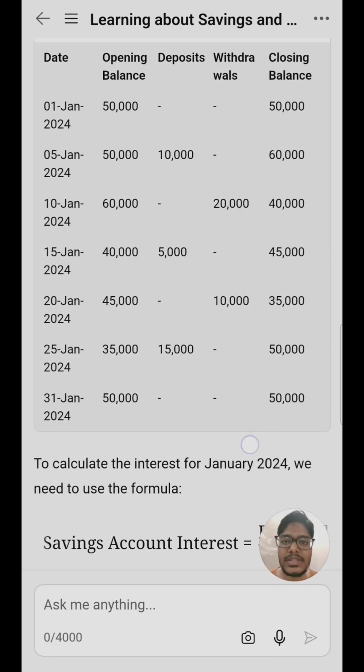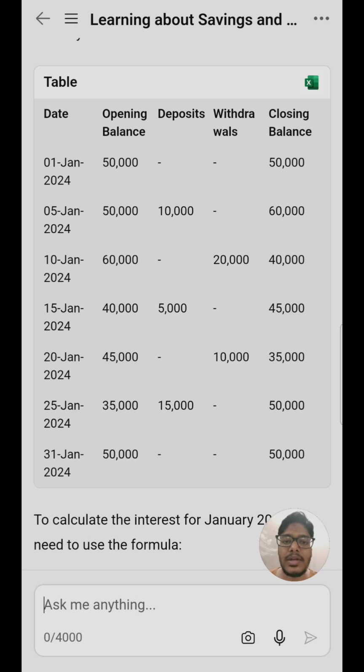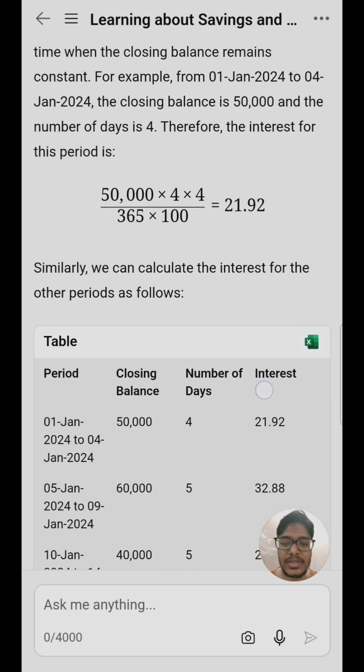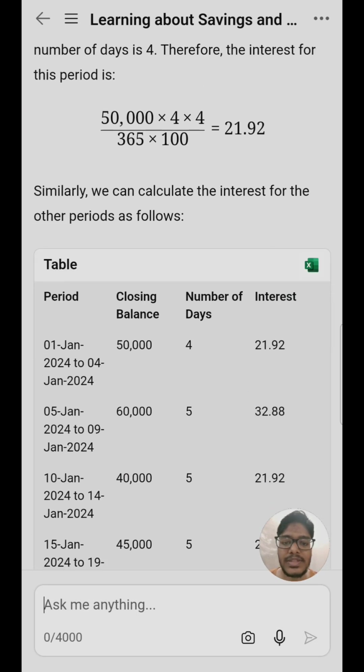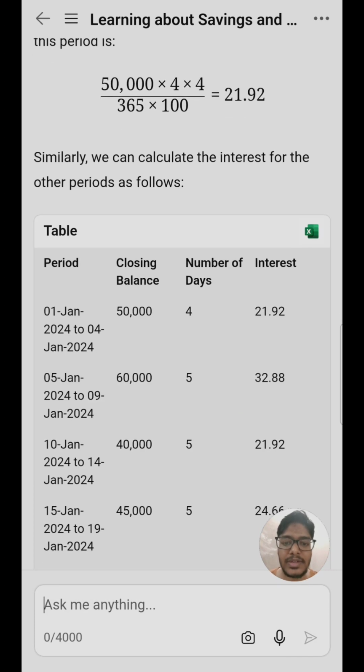Similarly, once 10,000 got deposited, the account balance was incremented to 60,000, right? So the balance on 5th Jan was 60,000 and it remains 60,000 till the 9th of Jan, because on 10th Jan there was a withdrawal of 20,000 and the closing balance changed to 40,000. So from 5th Jan to 9th Jan the total number of days is 5. Now if we calculate with the same formula, we take 60,000 into 4, which is the interest rate, into the number of days, which is 5, and divide it by 365 and 100, the interest that we get for those days is 32.88.